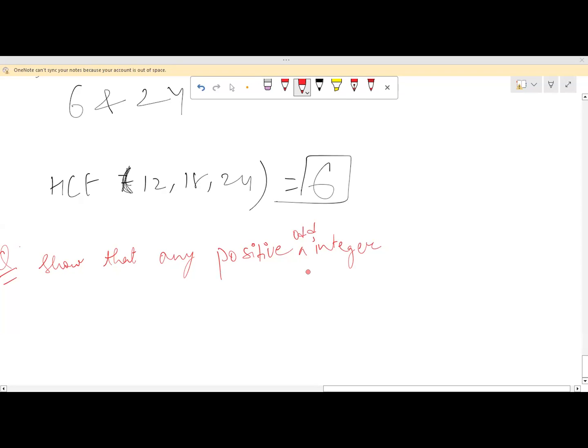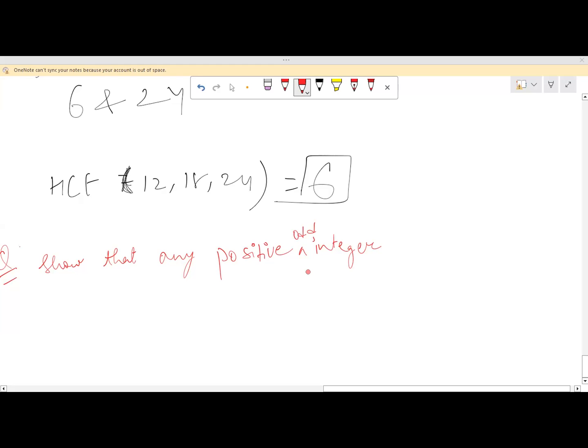Acha, tell me what is the first question? In exercise 1.1, express each number as a product of its prime factors. So with that we have already done, right? Yes, in the first classes.